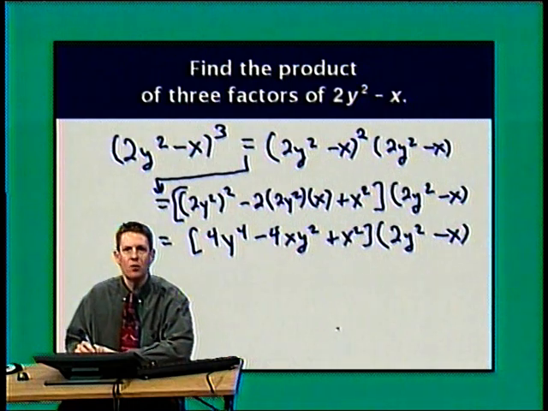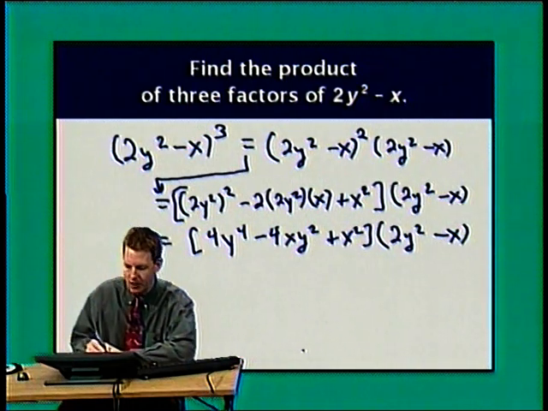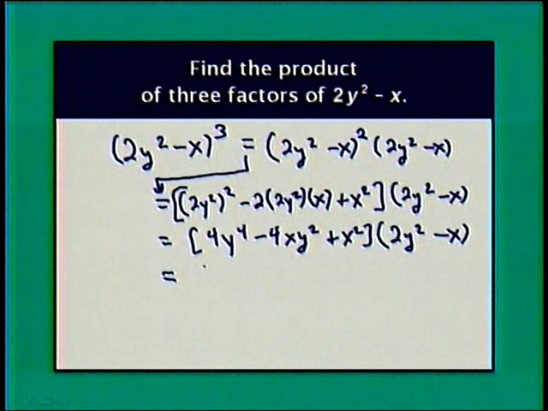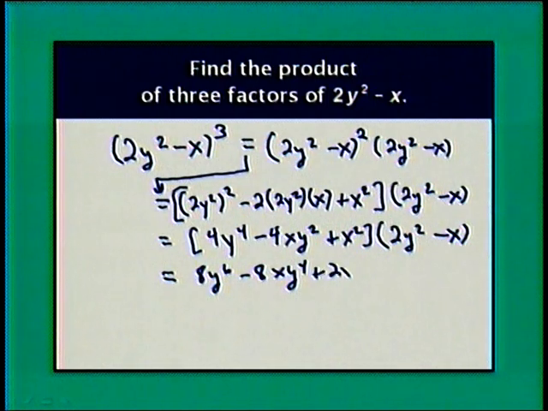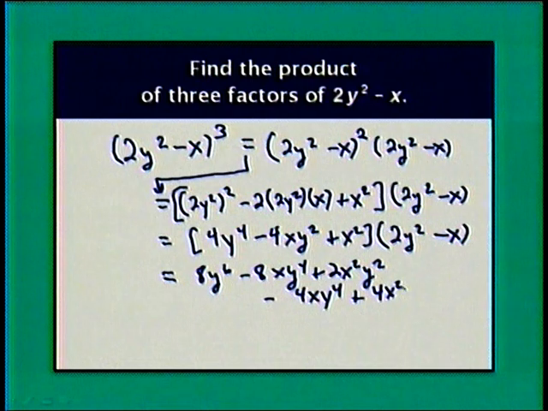So taking the 2y squared and distributing it over the trinomial, that's going to give me 8y to the 6th minus 8xy to the 4th plus 2x squared y squared. Distributing the minus x over the trinomial, I'm going to get minus 4xy to the 4th plus 4x squared y squared minus x cubed. If you had a little trouble keeping up with me there, that's okay.